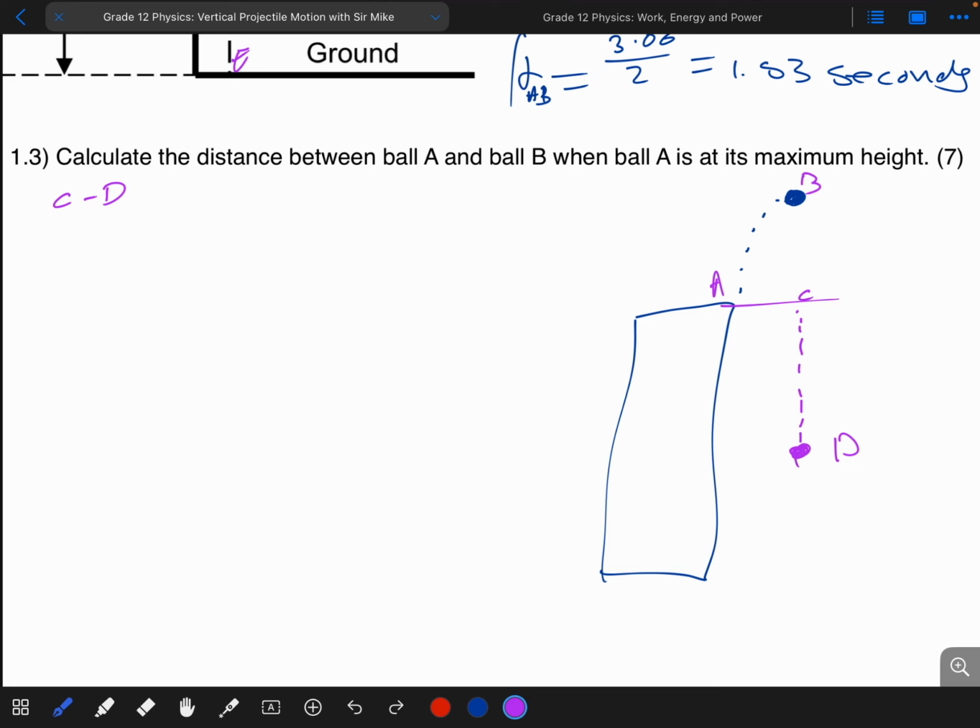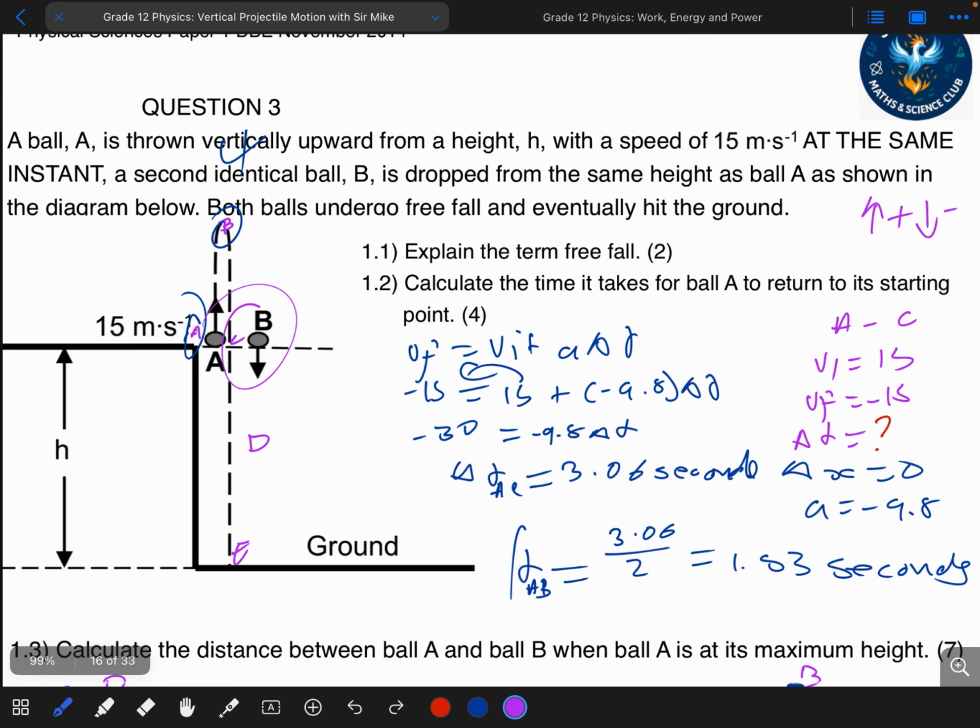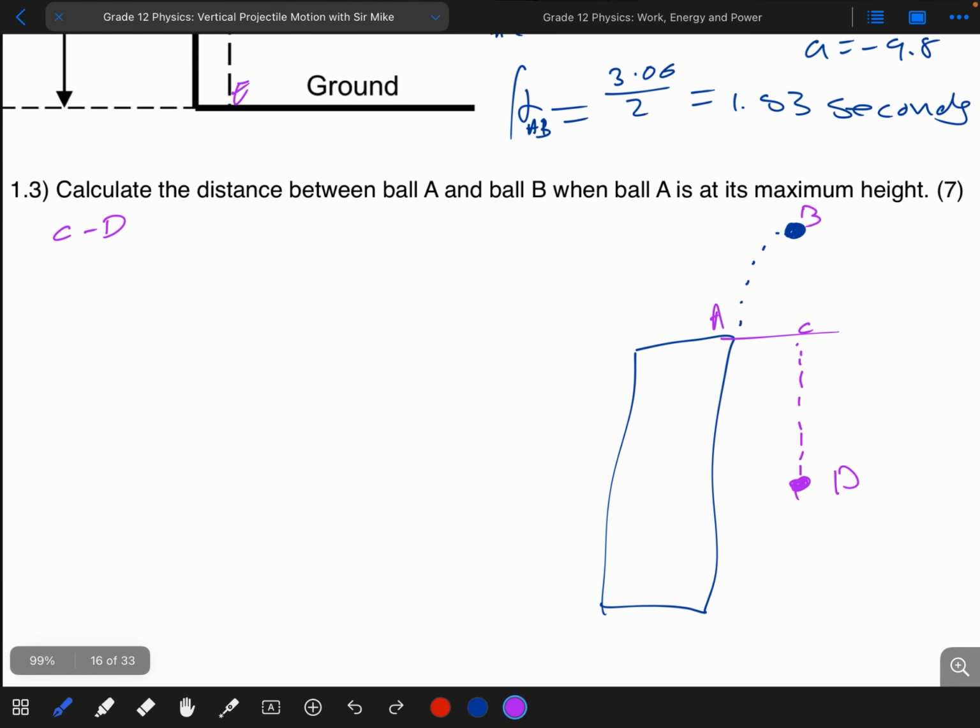So I'm going to choose my points between A and D. I know that this second object, object B, was dropped, meaning its initial velocity is 0. So Vi equals 0. Vf, I don't know at what speed it was traveling. T equals 1.53. So I'm going to leave that as is.